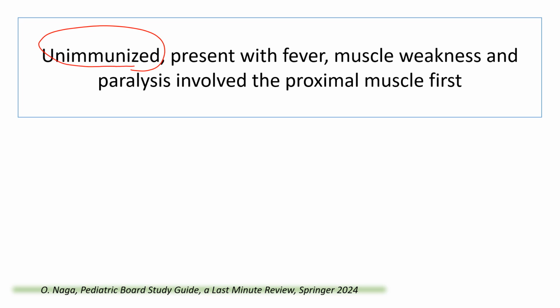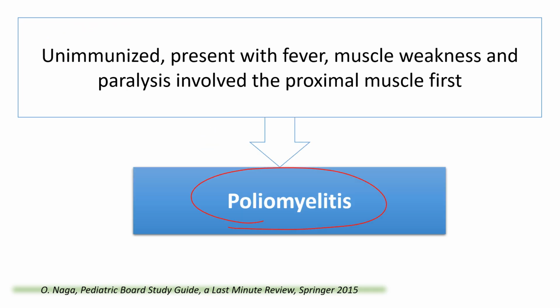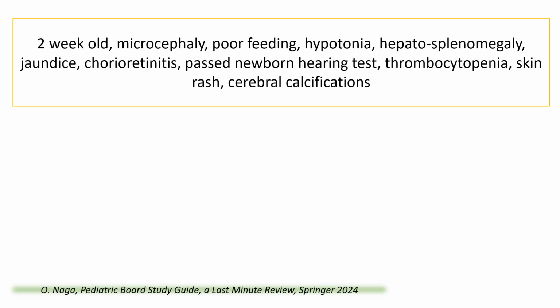An unimmunized child presents with fever, muscle weakness, and paralysis involving the proximal muscles first, and loss of reflexes. What is the most likely diagnosis? Acute poliomyelitis. A 2-week-old with microcephaly, poor feeding, hypotonia, hepatosplenomegaly, jaundice, chorioretinitis, passed the newborn hearing test, thrombocytopenia, skin rash, and cerebral calcifications on CT scan. What is the most likely cause?